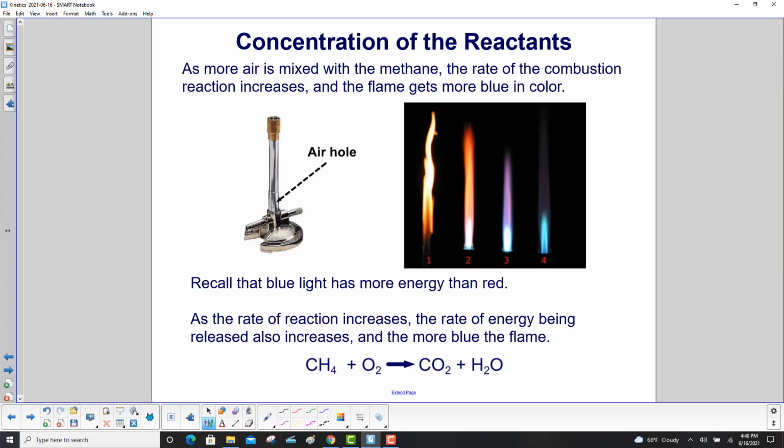As more air is mixed with the methane over here, the rate of the combustion reaction increases and the flame gets more blue in color. Recall that blue light has more energy than red light. As the rate of reaction increases, the rate of energy being released also increases, and the more blue the flame.